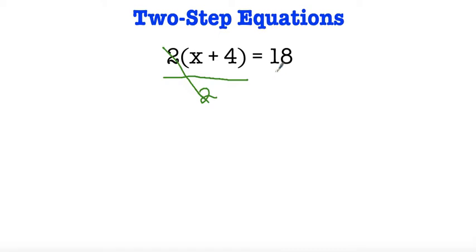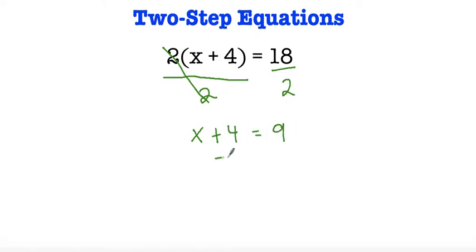And then all we would have to do is we could do the same thing on the other side. So 18 divided by 2. And so we're left with x plus 4 is equal to 18 divided by 2, which is 9. So x plus 4 is equal to 9.